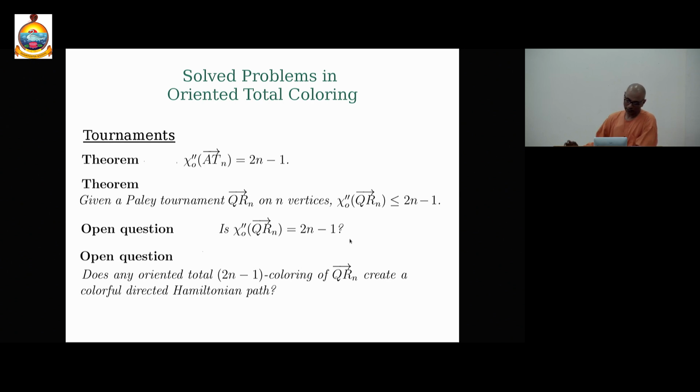And this is an interesting thing. People who are interested in the coloring aspect will find this one pretty interesting. You have a Paley tournament on n vertices, and then you do a 2n minus 1 coloring. Do you get a colorful Hamiltonian path? That is, you have to find an oriented, directed path on 2n minus 1 vertices with distinct colors.